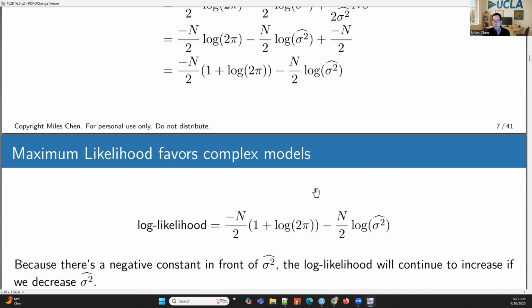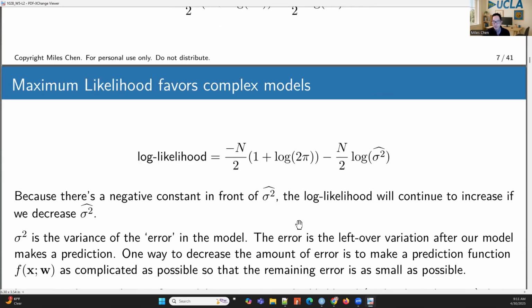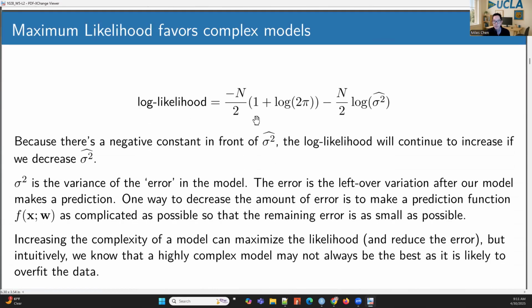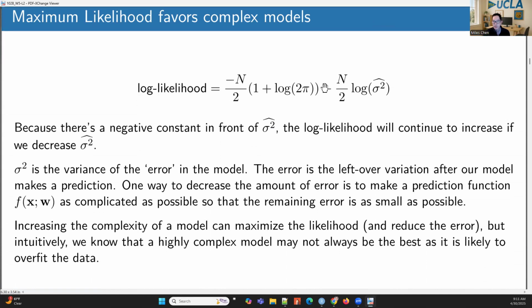Looking at this log likelihood, we can see that because there's a negative constant in front of this, the log likelihood is going to get bigger if sigma squared gets smaller and smaller.